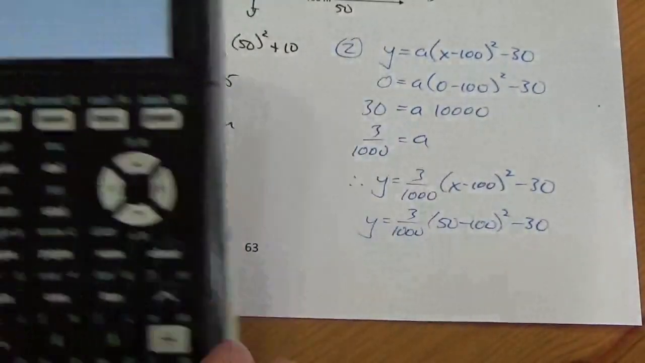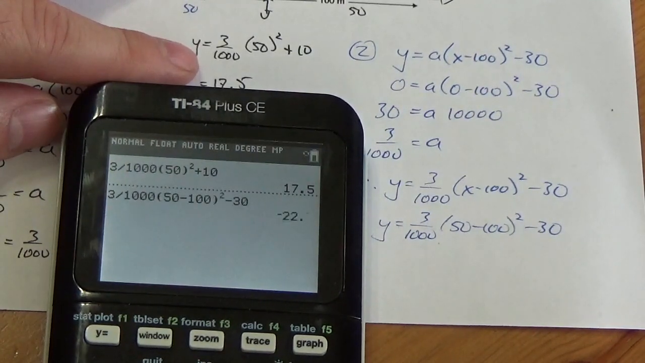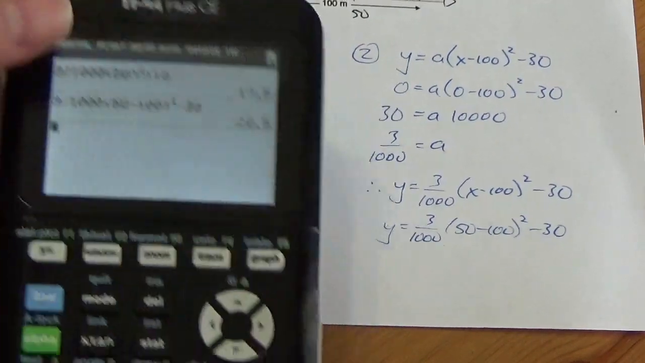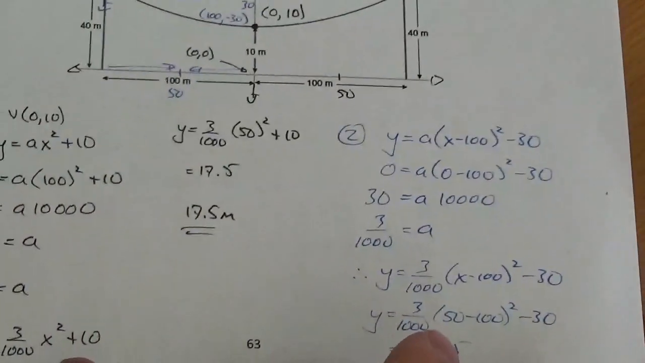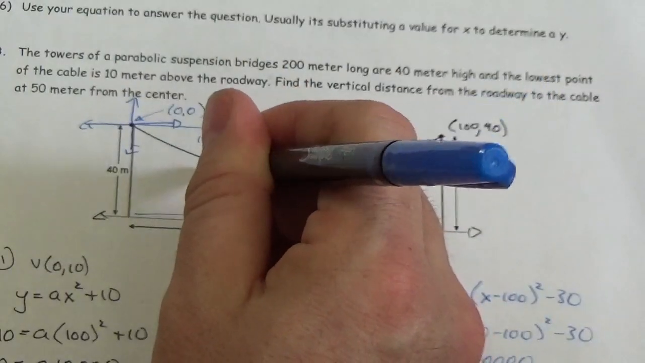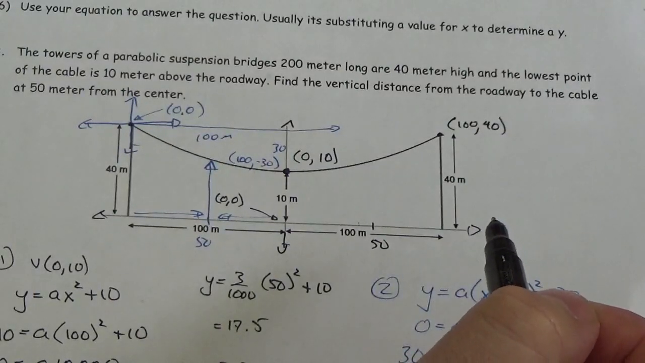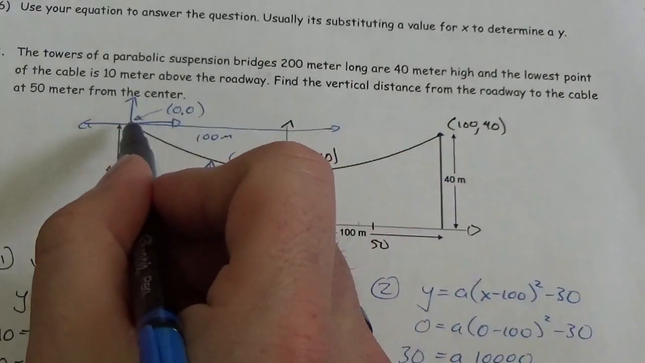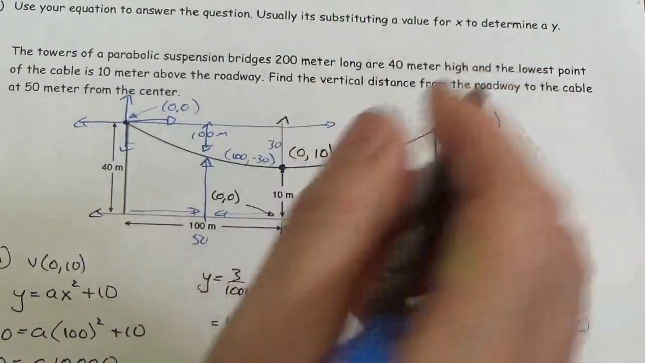Okay, so let's go through and do that. 3 divided by 1,000 times 50 minus 100 squared minus 30. Now I'm getting negative 22.5. Well, that doesn't make much sense, because the question was asking me how far above the roadway is the parabola, and I'm getting a negative number. Oh, that's right, because I put the x-axis up here. So really the number that I got was this number right here.